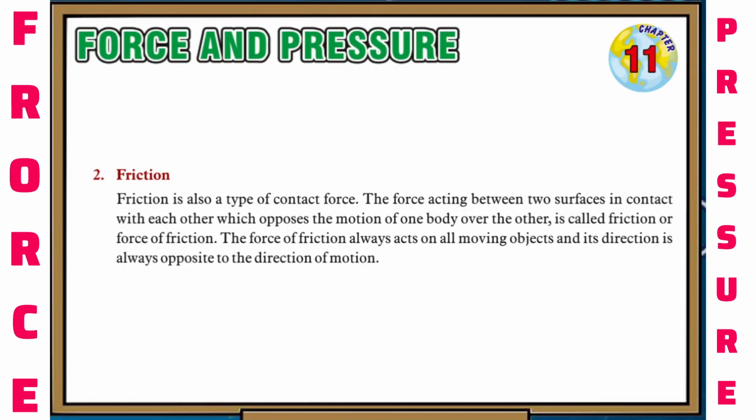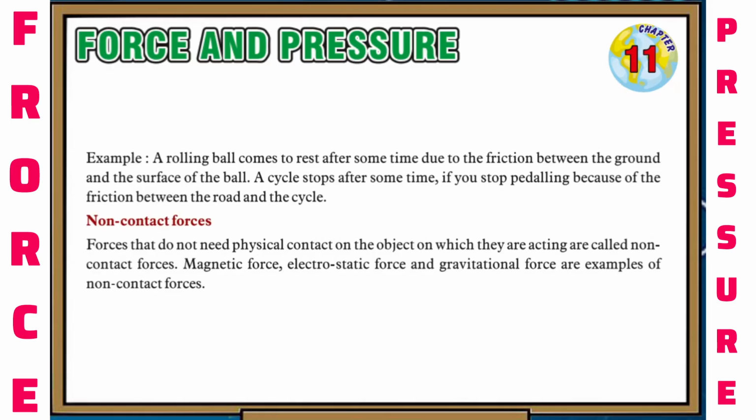The force of friction always acts on all moving objects and its direction is always opposite to the direction of motion. Example, a rolling ball comes to rest after some time due to the friction between the ground and the surface of the ball. A cycle stops after some time if you stop pedaling because of the friction between the road and the cycle.